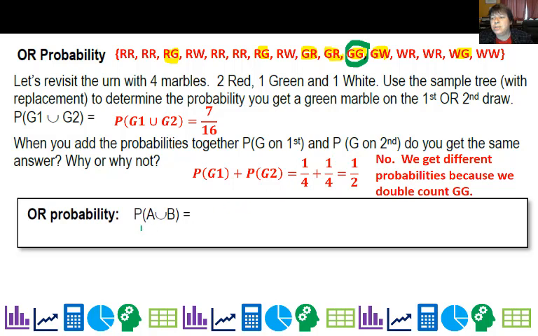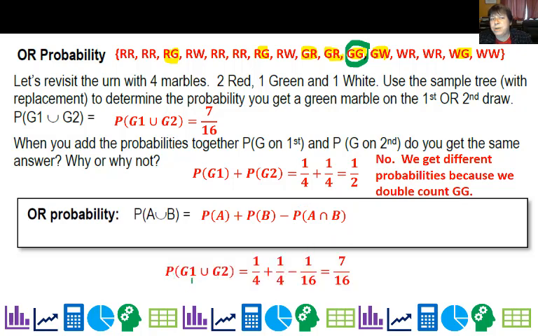So we're actually going to adjust the OR probability formula. It's not just adding the probability of A plus the probability of B. We need to subtract out anything that's double counted. So if I do it this way, probability of green on the first or green on the second is 1/4 plus 1/4 minus how many outcomes have it happening at both of them at the same time? It's just the 1 out of 16. So 1/4 plus 1/4 is 1/2 or 8/16, minus 1/16 is 7/16. And let me go ahead and show you one more example to make you a little more comfortable with this rule.